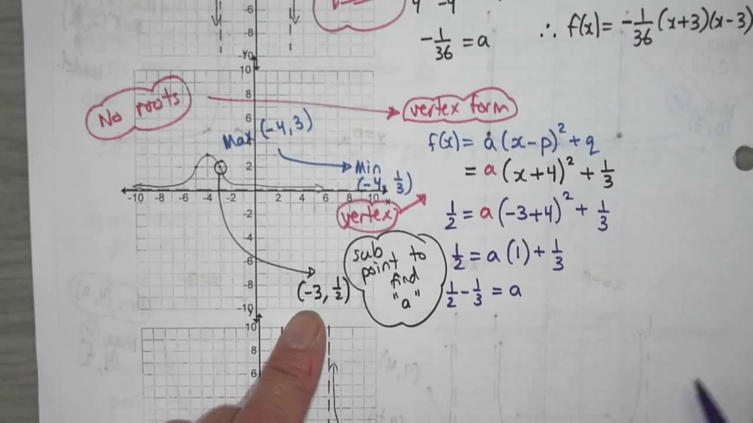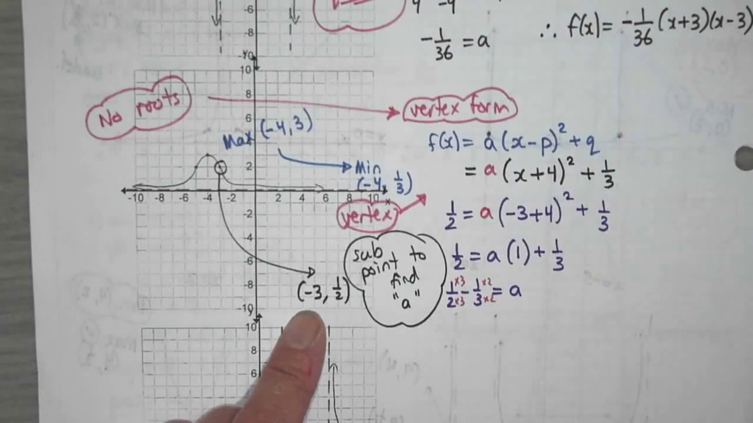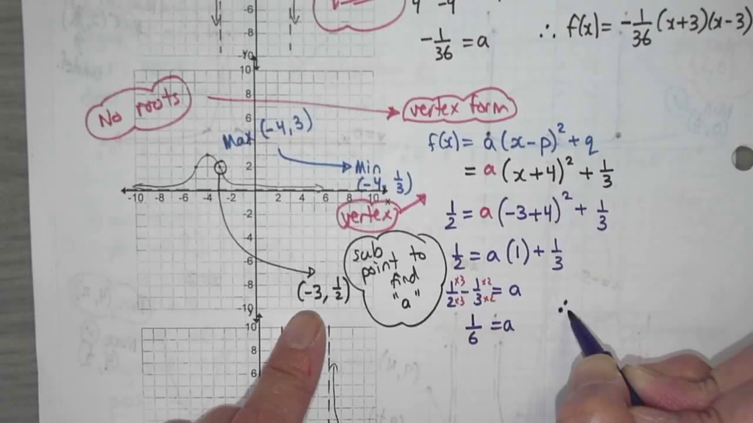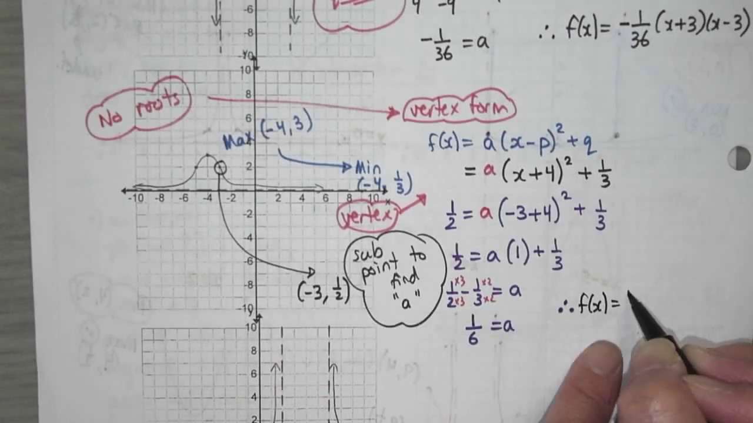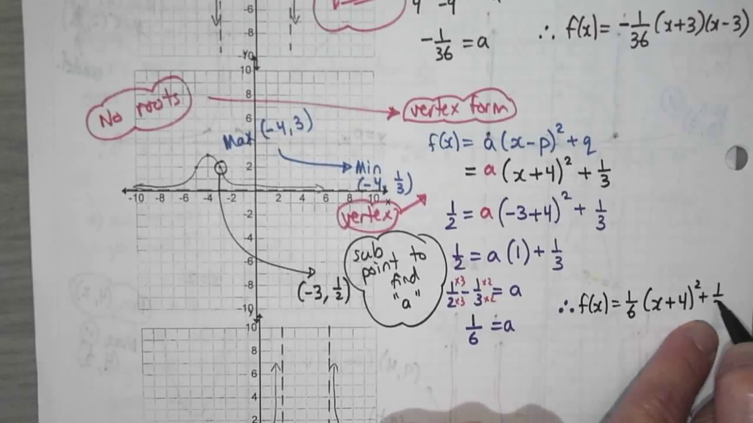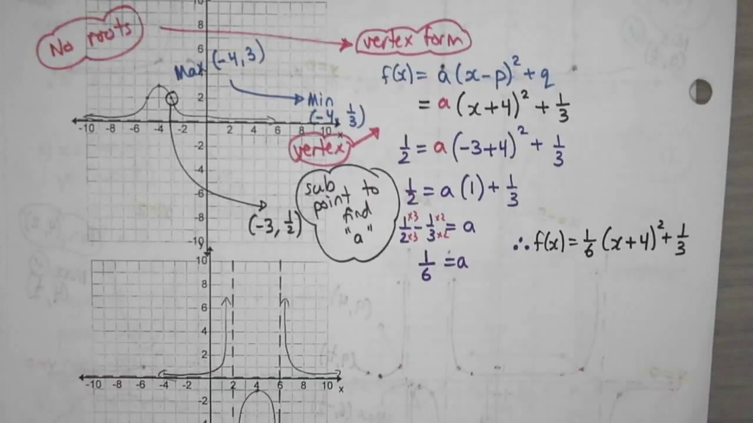And I'll do lowest common, so times 3 times 2. You don't have to show this. I know you can do it in your head. 3 minus 2, so it'll be 1/6 equals A. So therefore, my conclusion: f of x equals 1/6 times x plus 4 squared, plus 1/3. And you can leave it in vertex form. Done, done, done. Gorgeous, gorgeous, gorgeous.